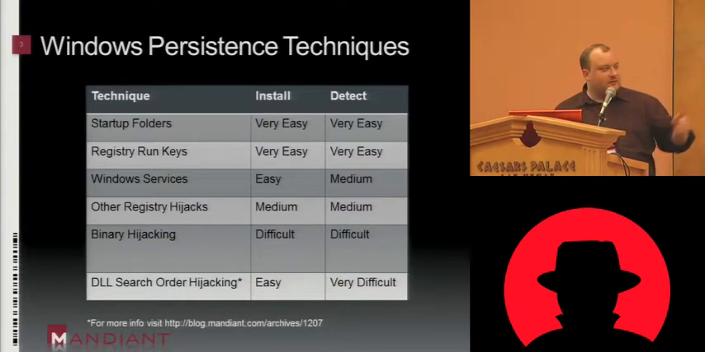But anyway, the next lowest one down on this list here is binary hijacking. Still pretty difficult to detect from a forensic perspective. This basically involves just taking a binary that does something already that is loaded when the system boots and just adding functionality to it.